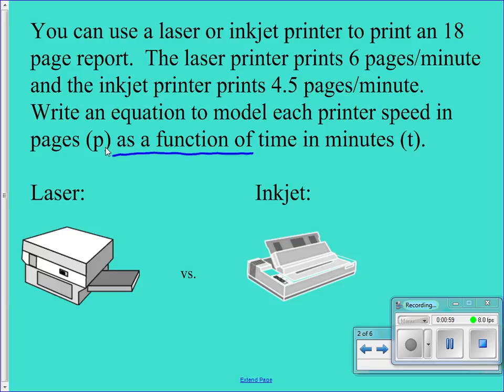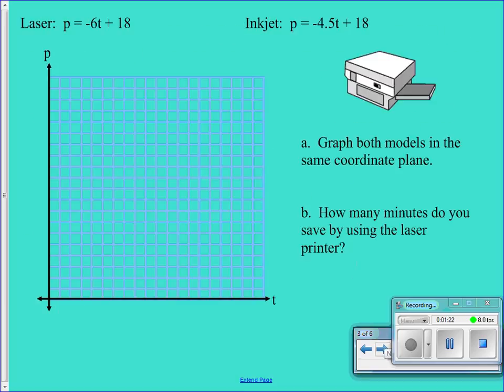It's trying to tell you that the pages completely depends on the number of minutes that have been plugged into this problem. That means your pages p is your output, or your y, and your minutes is your input, or your x. So very nice to know. Now here's the great news. Every time the equations are actually going to be given to you. So take a look at the equations we have.